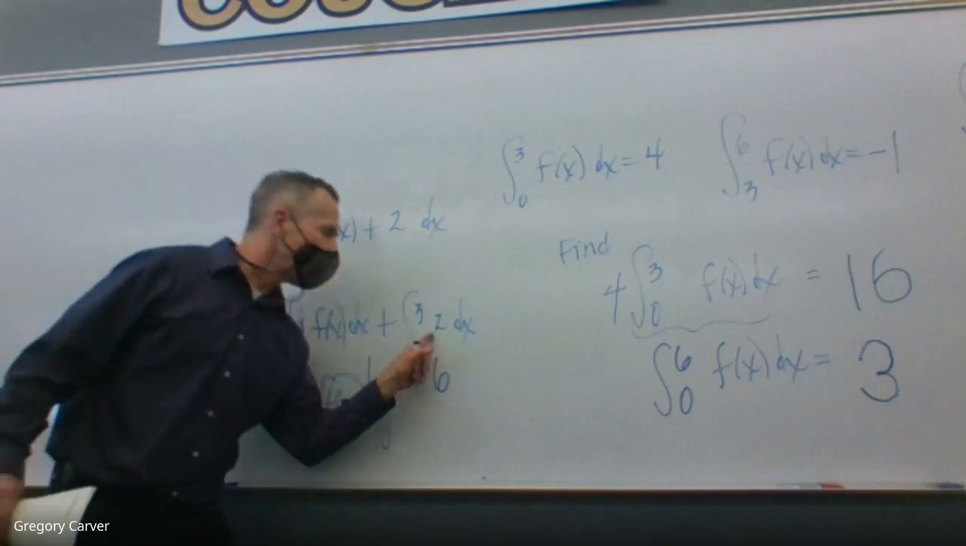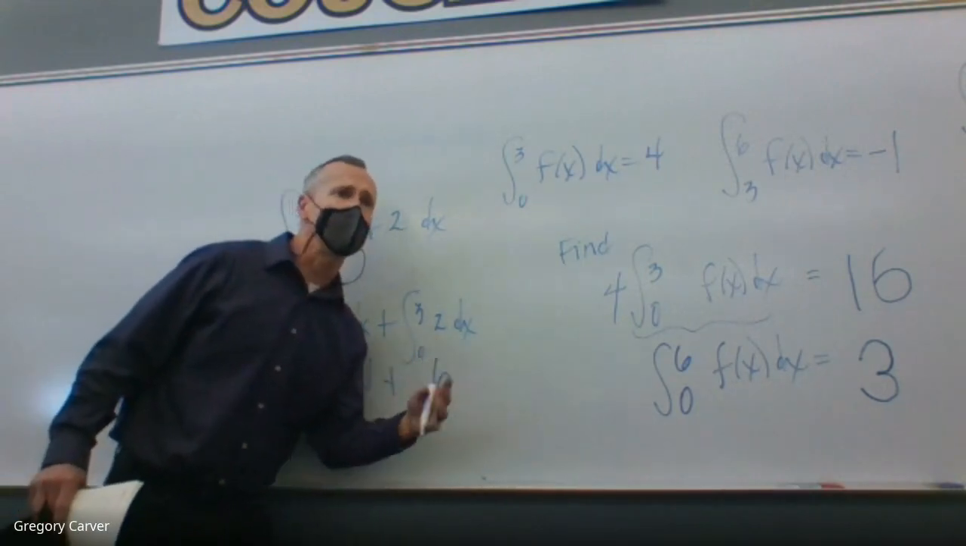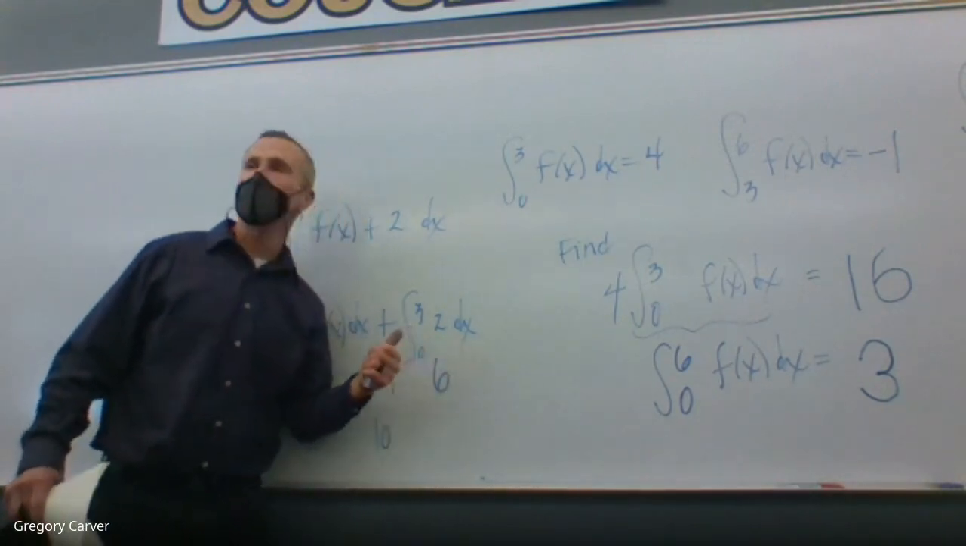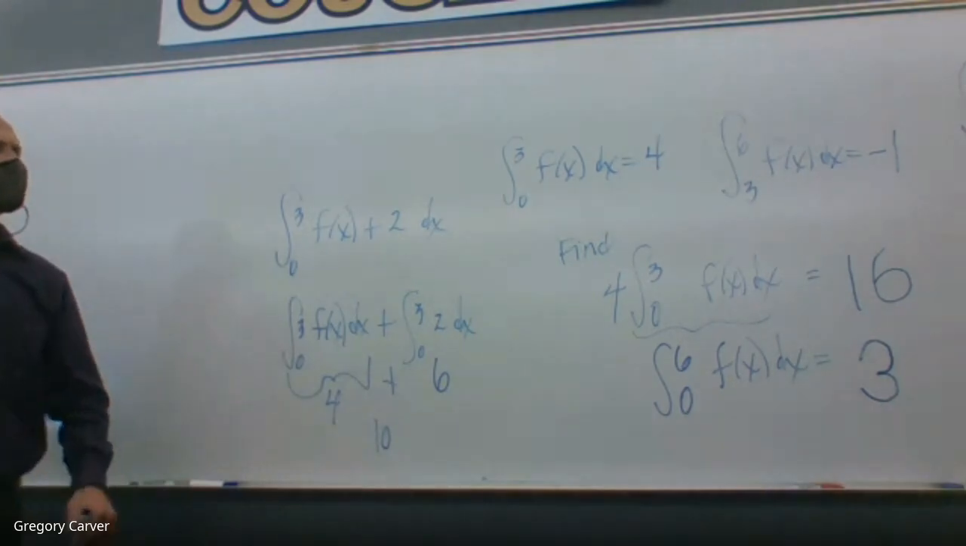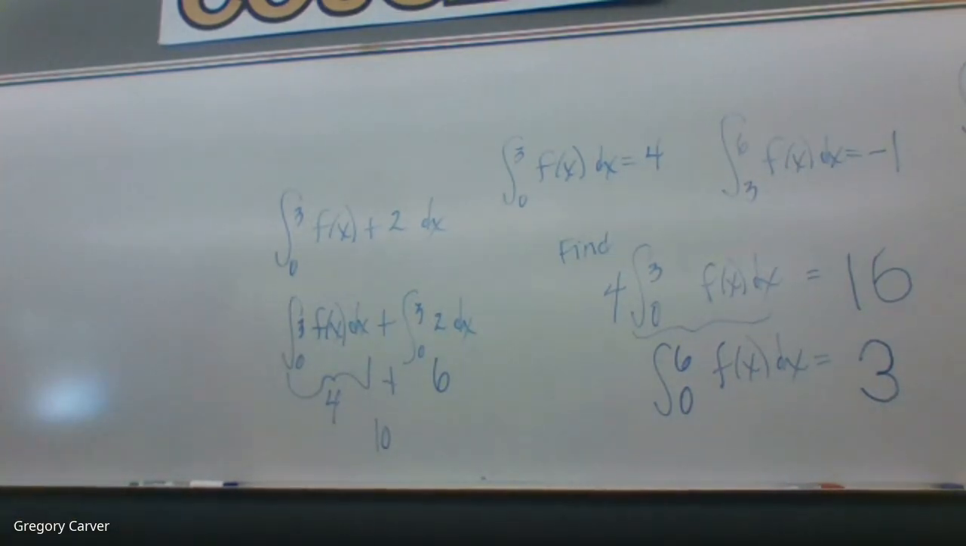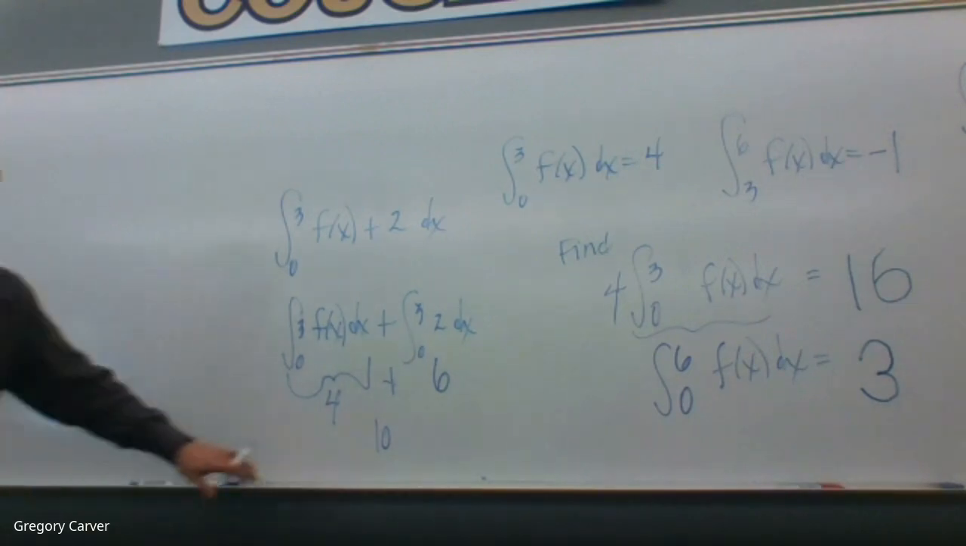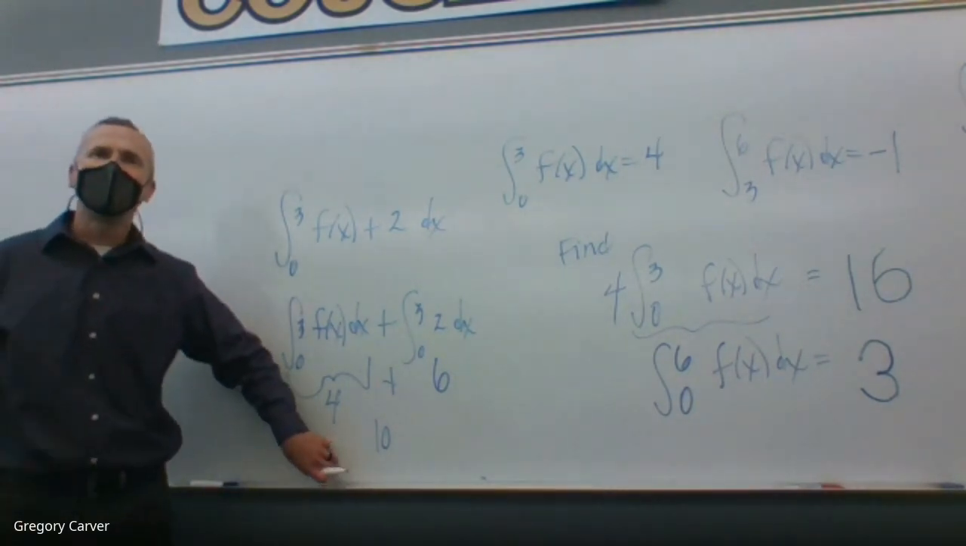Guys, this is a curve, even though it's not curvy. It's a function, isn't it? Is the reason why when you flip it, it's negative is because dx goes negative backwards? Okay, this is 10, right? Are we good? Yes. Okay, cool.